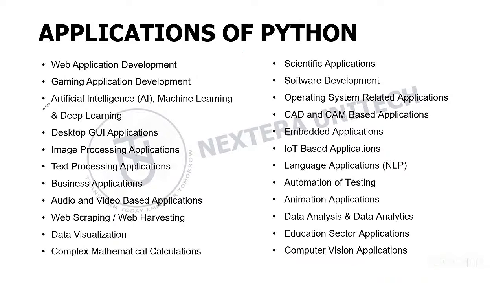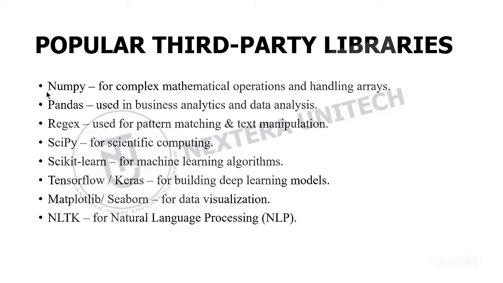And then moving on to the next topic, the popular third-party libraries. As we have seen these libraries at many locations from the beginning, the NumPy library is used for complex mathematical operations and for handling arrays. And also the pandas library is used for data manipulation and data analysis. To analyze large data sets, this library is used. And regex, or regular expressions, is used for pattern matching and text manipulation.